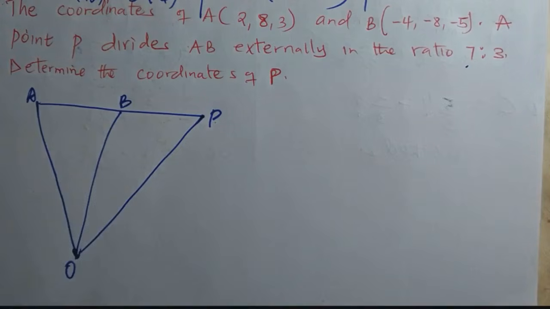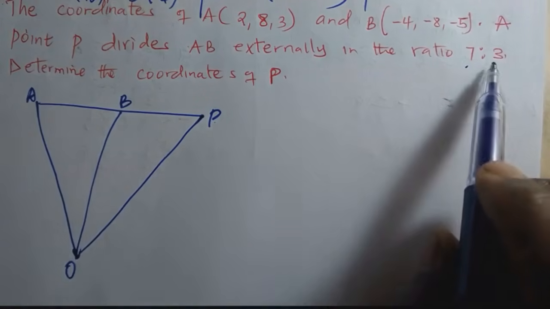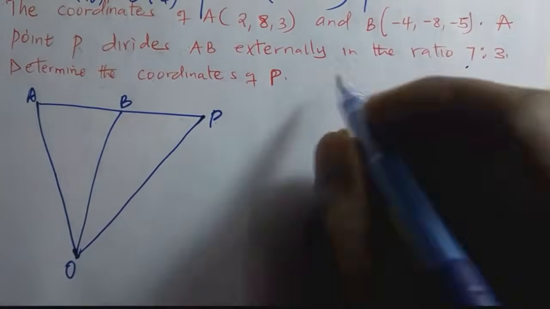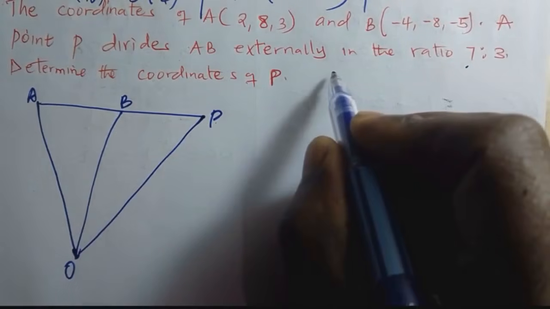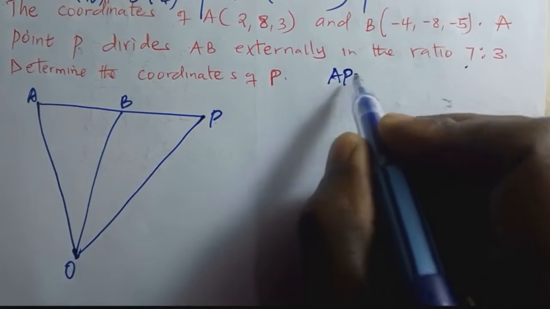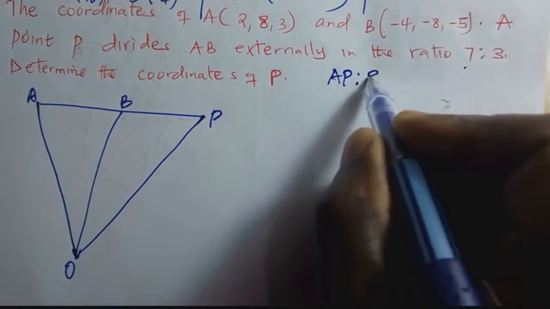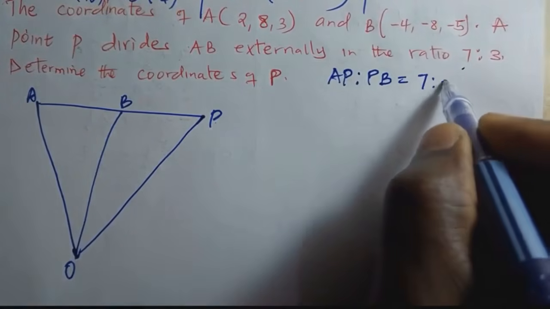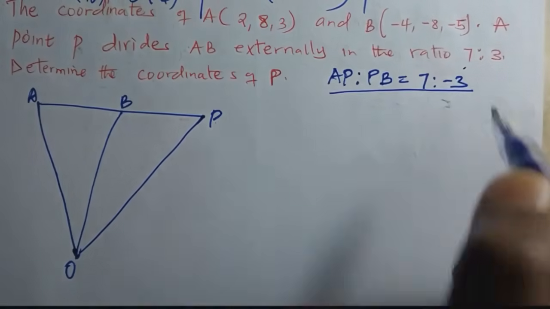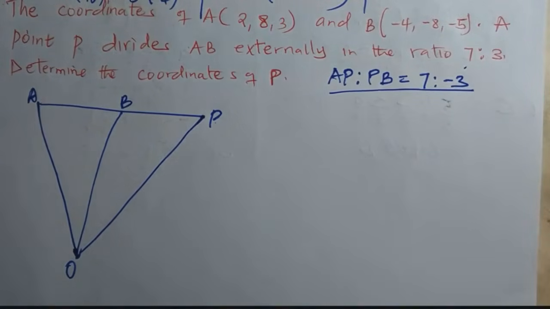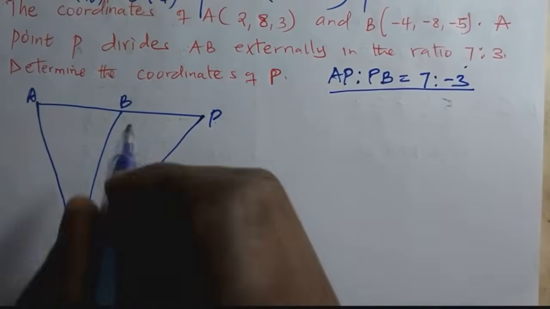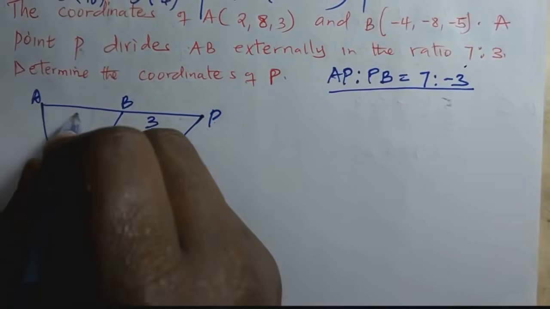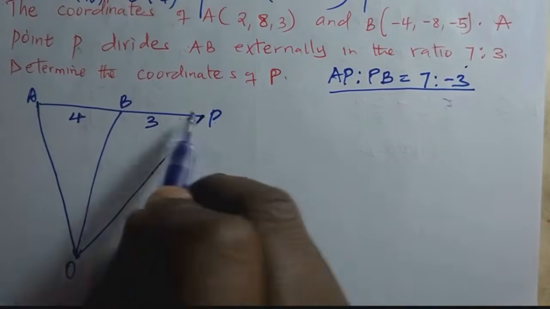That is minus 3, because you need to understand that this one is the same as AP to PB is equal to 7 to minus 3. That's what it means. So it means here is 3 units, here is 4 units. That's why from here up to here is 7.